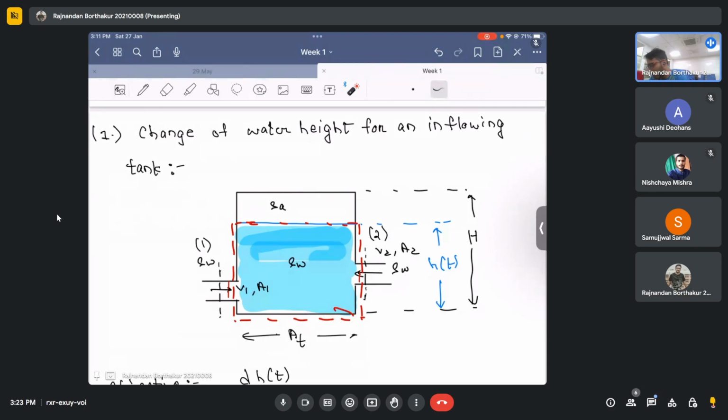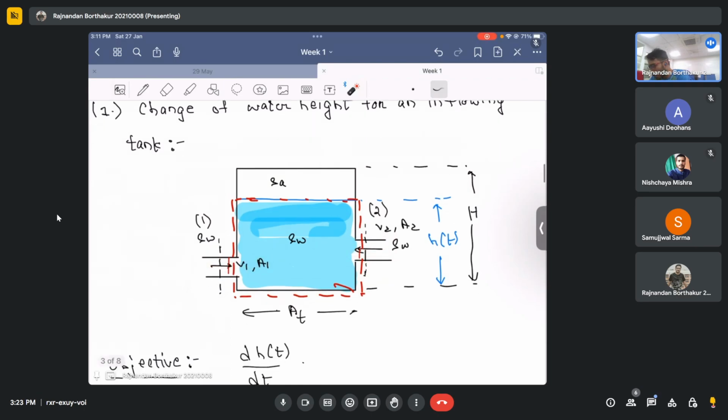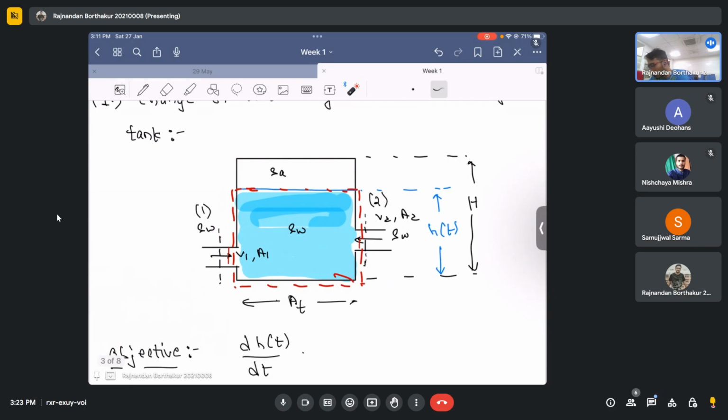So we are to evaluate, as you can see from my screen, the change of water height for an inflowing tank. There is a tank, and there are two pipes connected to this tank in this way. Water is flowing inward to this tank, as you can see from the diagram. When water flows inside this tank, the height of the water would inevitably rise, right? That is the basic thing that one can always think about.